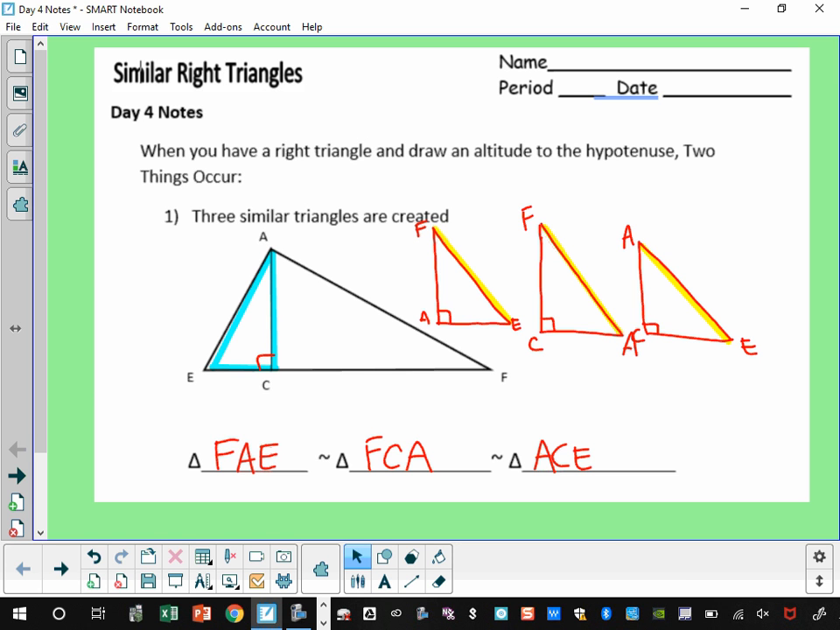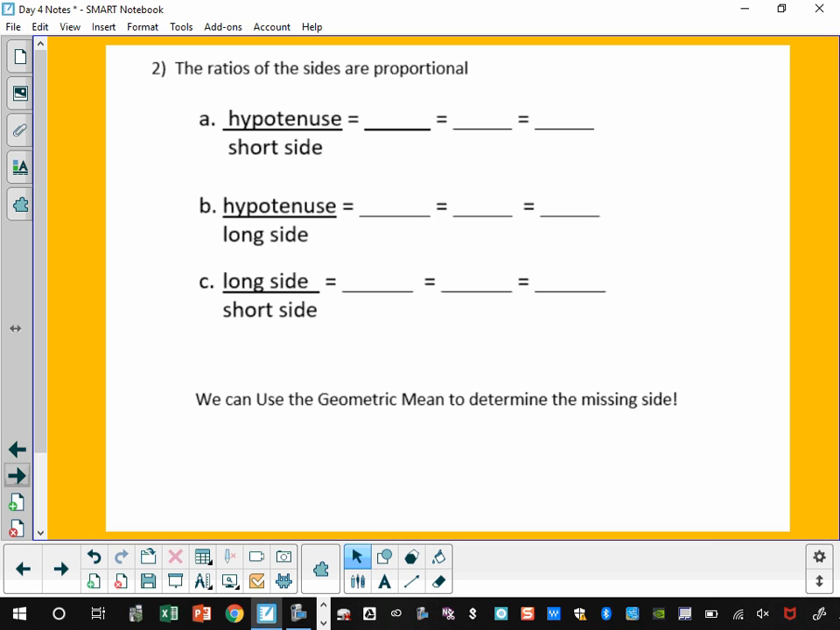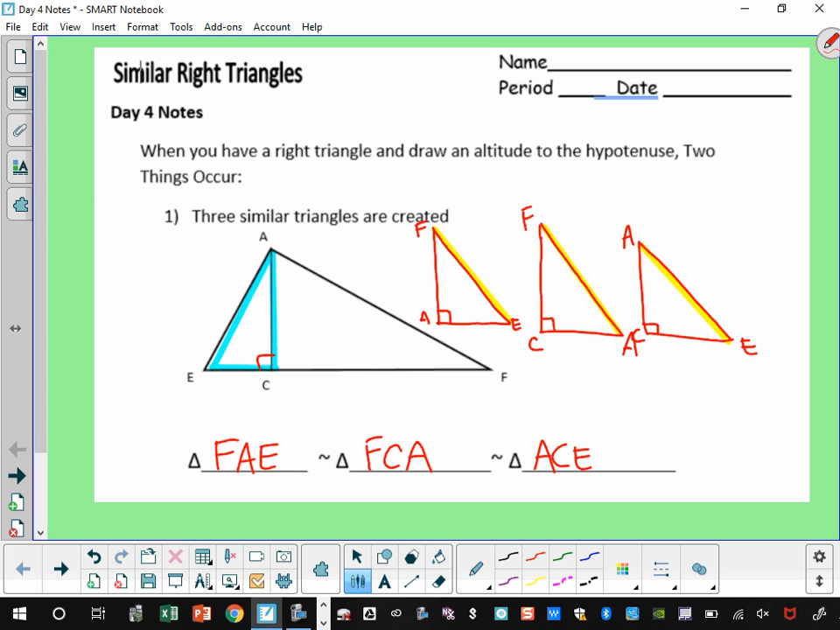Let's write that down. So we had FE, FA, and AE. All right, looking at these three triangles, what's your short side? AE, CA, and CE.